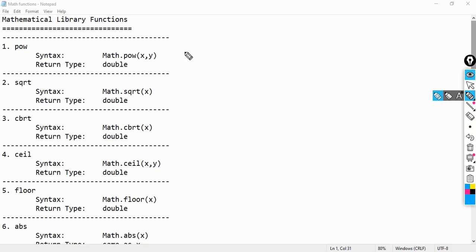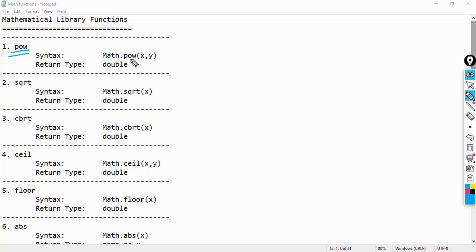In this video, I am going to discuss the different mathematical library functions according to the ICSE syllabus. So, the first function which we will be looking at is the POW function, the power function.